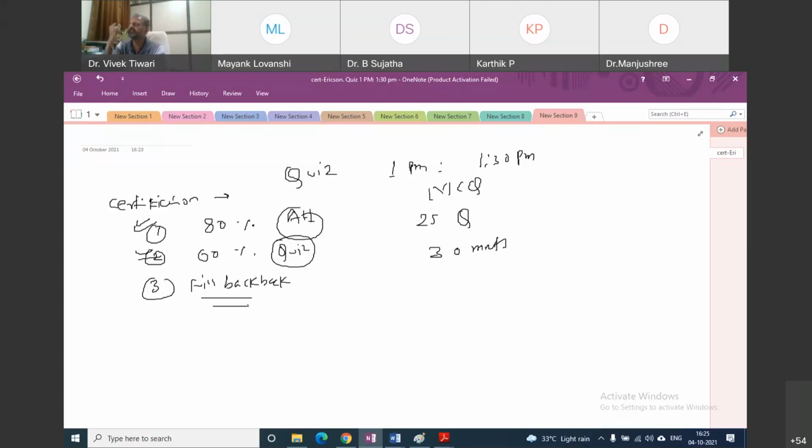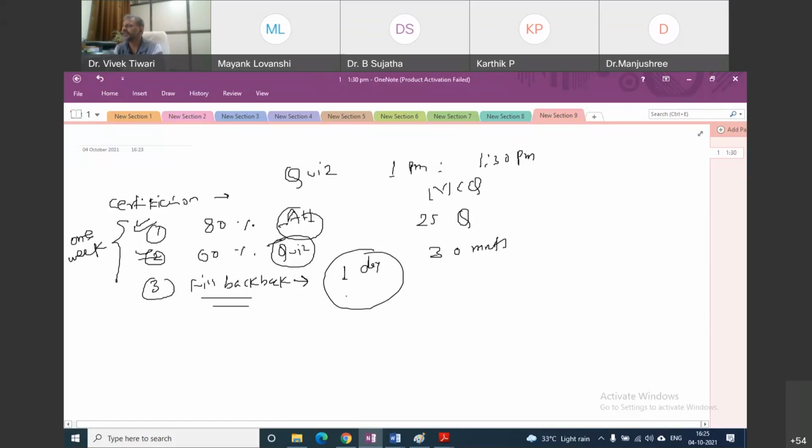Once you fill in the feedback, I will take around, you can say, more than 1 week to enter your attendance and marks. The moment I enter your attendance and quiz marks, if you have already filled in the feedback, within 1 day you will get your certificate in your email, or you may download it from your Utter portal. Is this clear to everybody?